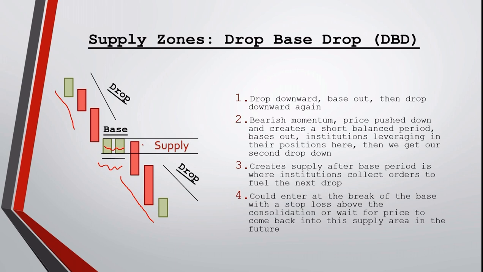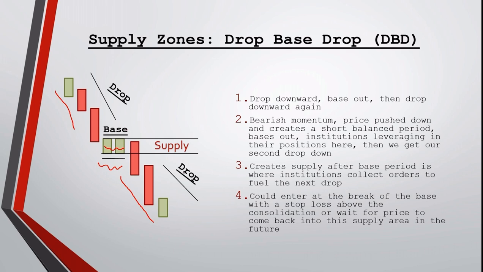So the only way this qualifies as a supply zone is because we get this second drop down. If price then started to move back up, let's say right here, right? And we didn't get this second drop, this would qualify as a demand zone because now we move up strong and violent to the upside. So the only reason why this qualifies as a supply zone is because we get this second drop to the downside. So the basing period is where the institutions collect orders to fuel the next drop.